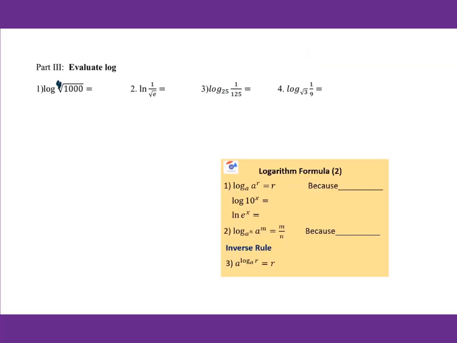Part 3, evaluate the log. We got to use the following logarithm formulas to evaluate the log. First of all, log base a of a to the r power equals r, because we know a to the r equals a to the r.